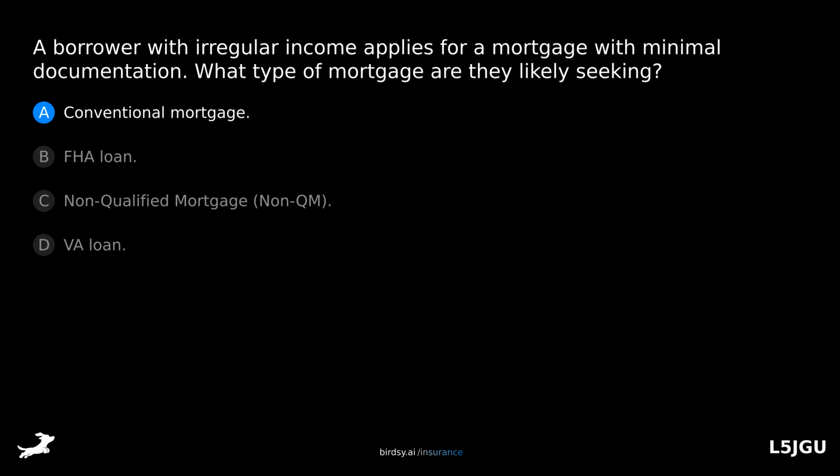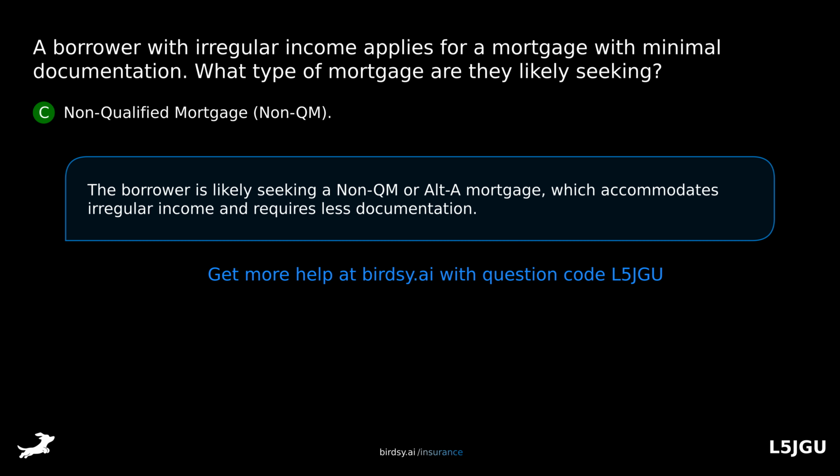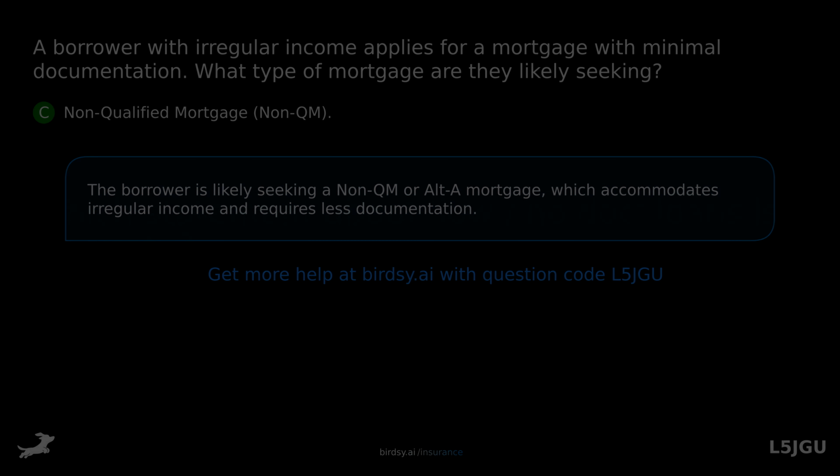Is it A, conventional mortgage? B, FHA loan? C, non-qualified mortgage? Or D, VA loan? The answer is C. Non-qualified mortgage. The borrower is likely seeking a non-QM or Alt-A mortgage, which accommodates irregular income and requires less documentation.